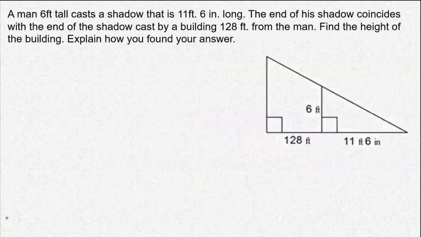A man 6 feet tall casts a shadow that is 11 feet 6 inches long. The end of his shadow coincides with the end of the shadow cast by a building 128 feet from the man. Find the height of the building. Explain how you found your answer. Okay, this is a standardized test question, I believe.